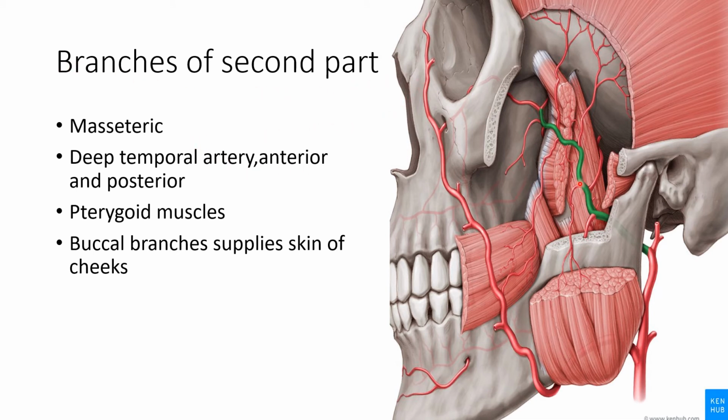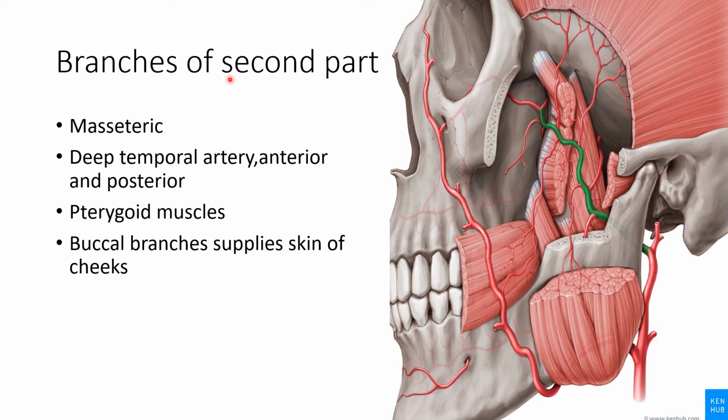Basically the second part which we discussed lies superficial to the lateral pterygoid muscle. This part of the maxillary artery is supplying only the muscles. As you can see here, I have written for you that only the muscular branches are coming from this portion.